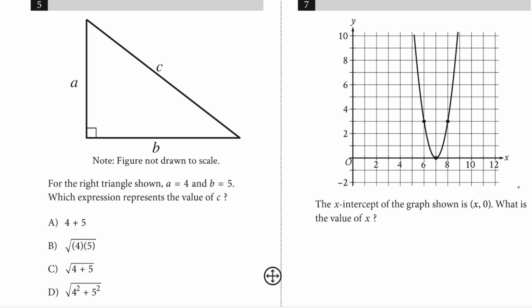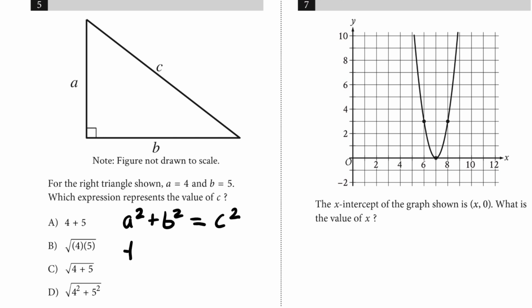Number 5. For the right triangle shown, A equals 4 and B equals 5. Which expression represents the value of C? In order to find C, which is the hypotenuse, we have to use the Pythagorean theorem. That will be A squared plus B squared equals C squared.